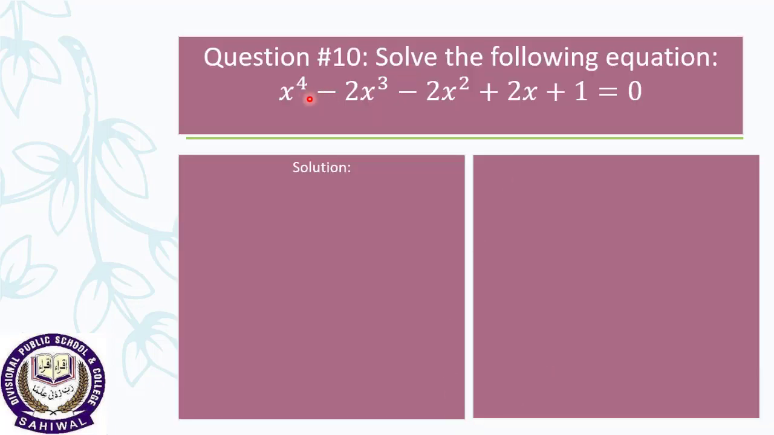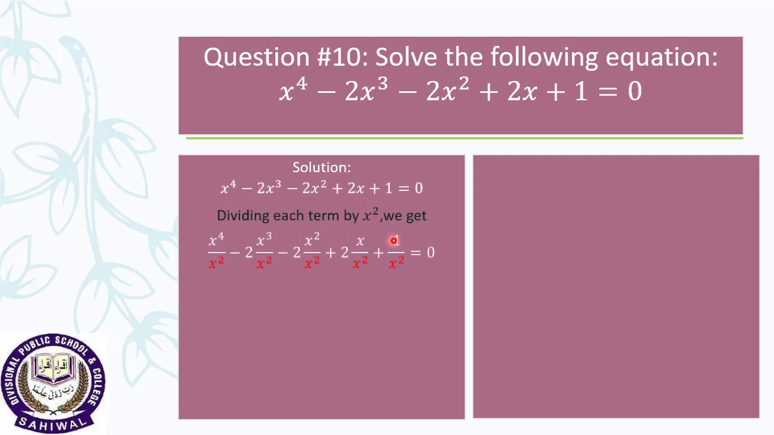Solve the following equation: x raised to the power 4 minus 2x cubed minus 2x squared plus 2x plus 1 equal to 0. We can easily observe that this is the reciprocal equation. The first term is x raised to the power 4, second is minus 2x cubed, third is minus 2x squared plus 2x plus 1 equal to 0. So we are using the concept of reciprocal equation.